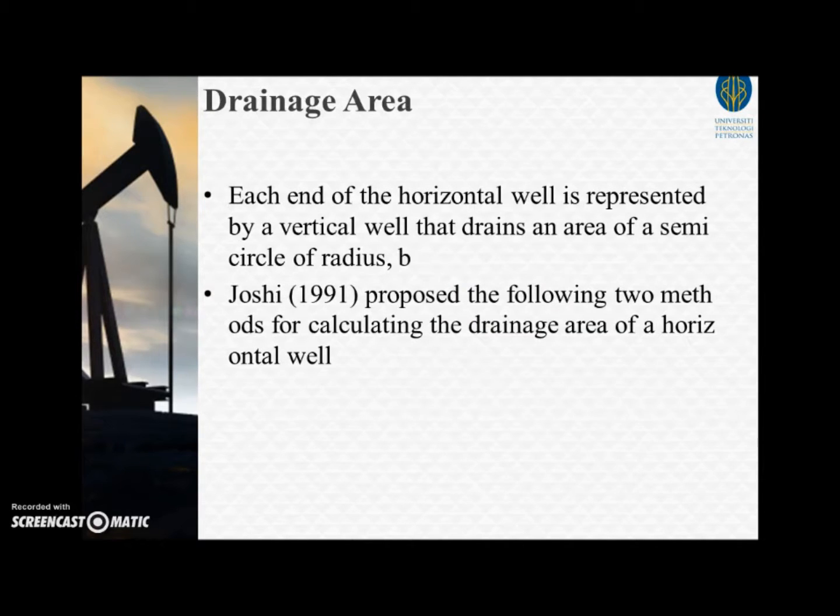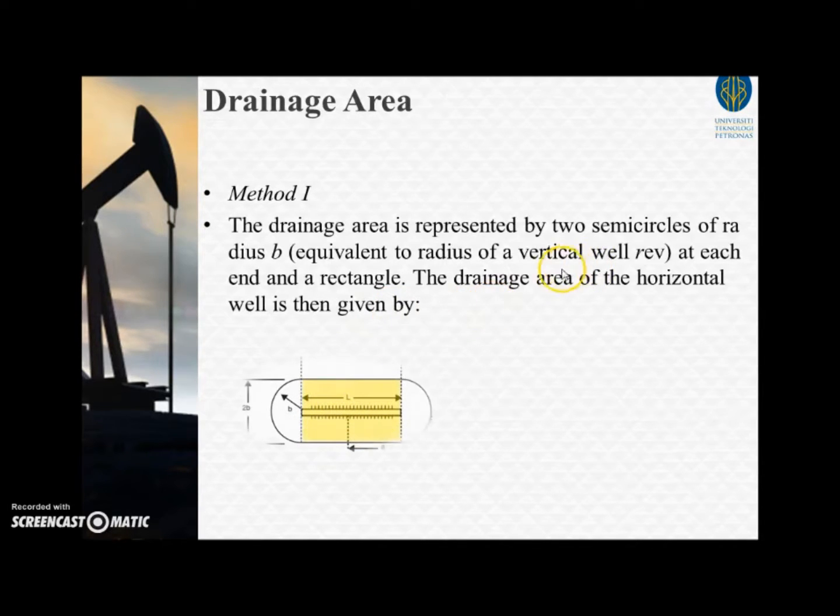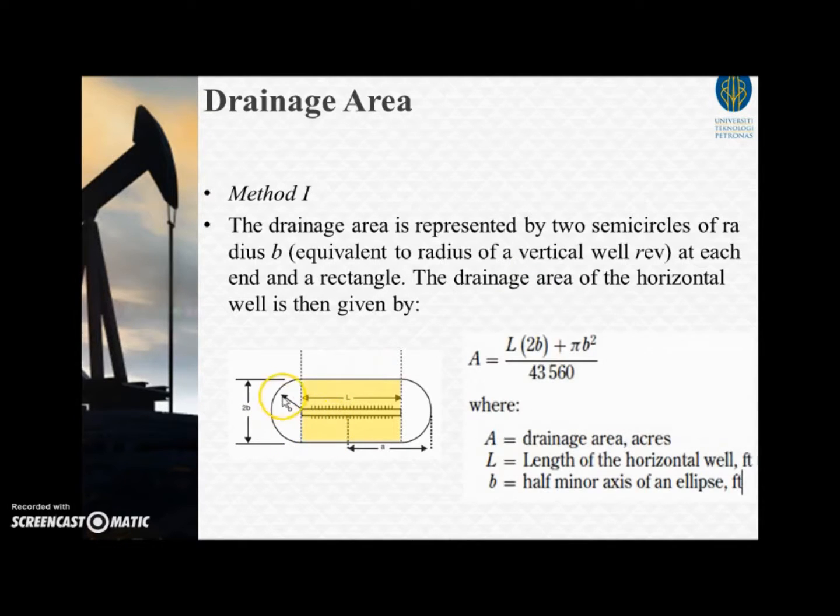Joshi 1991 proposed two methods for calculating the drainage area of a horizontal well. In method 1, Joshi proposed that the drainage area is represented by two semicircles of radius B, which is equivalent to the radius of a vertical well, reV. The rectangle has dimensions of L times 2B, where B is the radius of the semicircle.